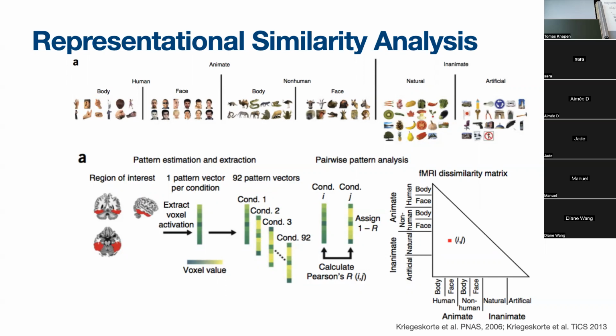So this is all visual images. You see bodies without heads, you see faces of humans, you see non-human bodies and heads, and you see natural objects and artificial objects. So you have objects versus agents, if you will. And you have animate versus inanimate and human versus non-human.